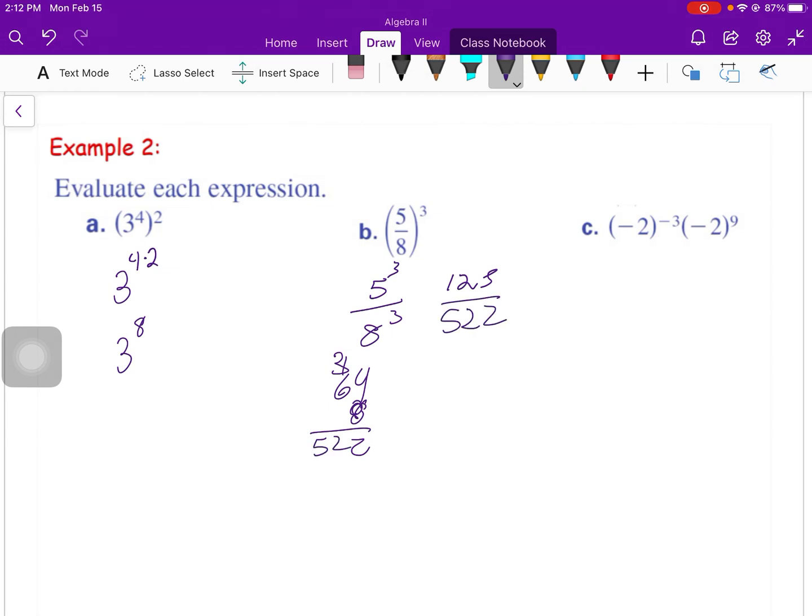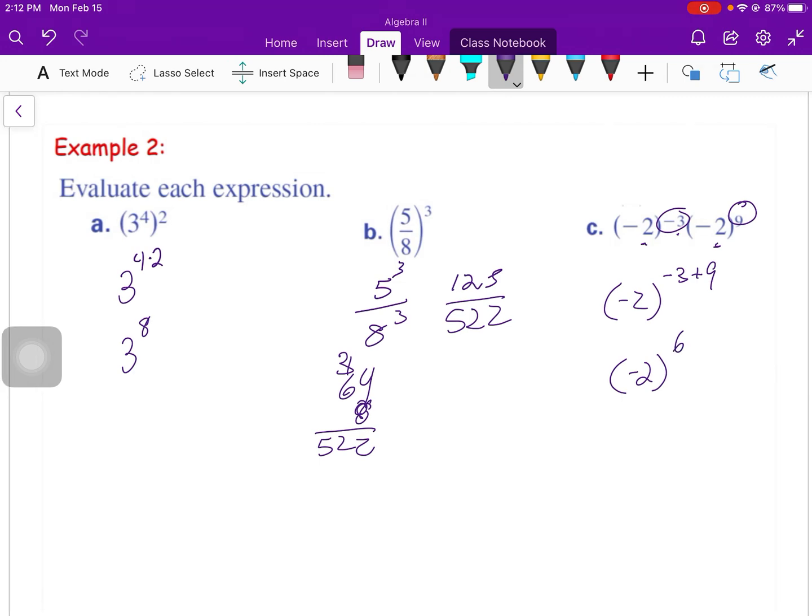Okay. See, they're both negative 2s. I'm multiplying, so what I can do technically is add those exponents, make it negative 2 to the negative 3rd plus 9, so negative 2 to the 6th. Okay, so positive, I believe 64.